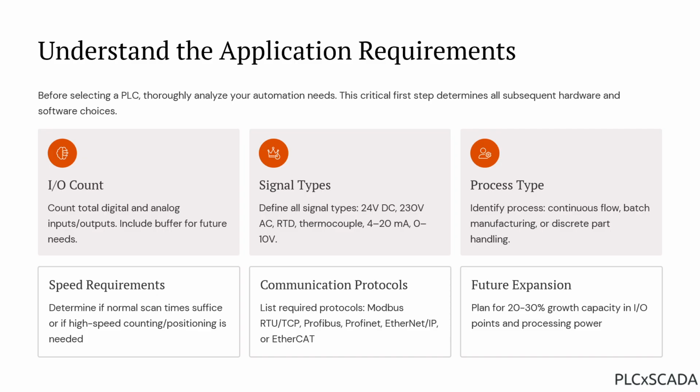Next, identify the types of signal, like 24 volt, 230 volt, 4 to 20 milliamp sensors. So we have to consider these voltage requirements. Next, we have to understand the process type, whether it is a continuous process, a batch process, or a discrete process. This process type we have to understand.